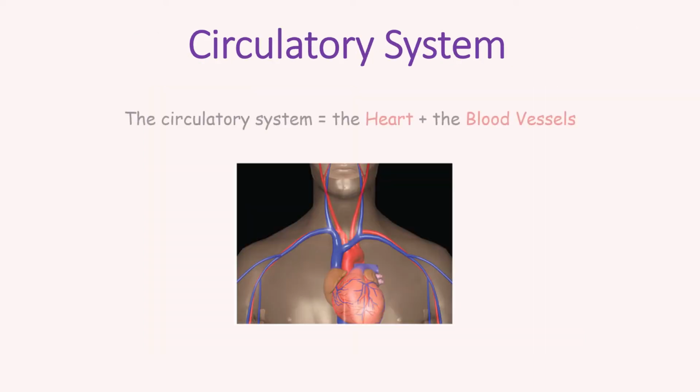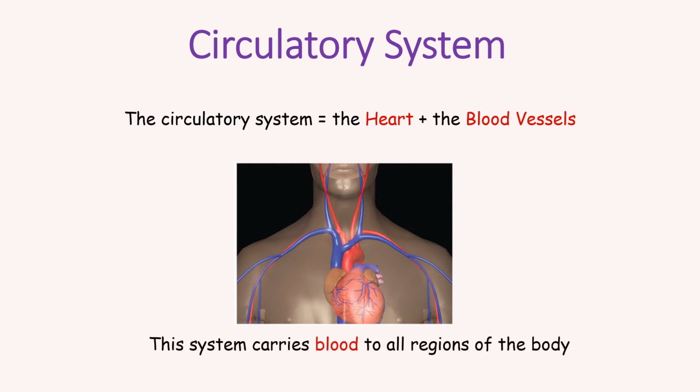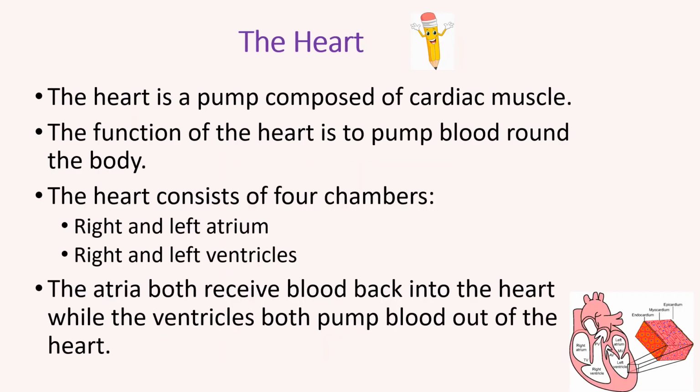The circulatory system is made up of the heart and blood vessels. This system carries blood to all regions of the body. We have looked in detail at the blood and blood vessels, so now we are looking in detail at the heart. The heart is a pump composed of cardiac muscle. The function of the heart is to pump blood around the body.